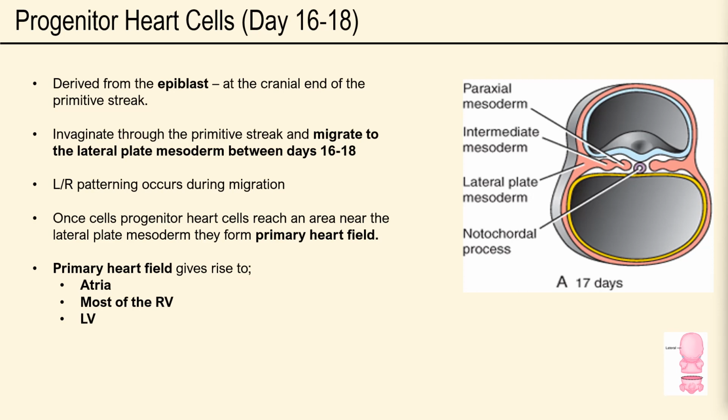As the heart cells are migrating to the lateral plate mesoderm, they form a primary heart field, which essentially means after migration they accumulate on the lateral plate mesoderm and form a hotspot of heart development activity. This hotspot is known as the primary heart field, and this is what will give rise to most of the atria, most of the right ventricle, and the entirety of the left ventricle.